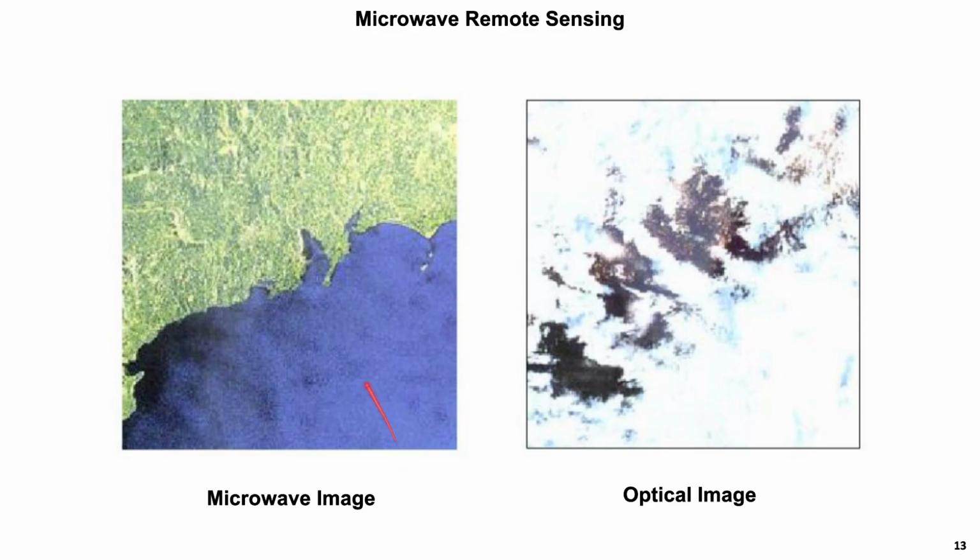So this is an example, an optical image of the same area. There are so many clouds in the optical image, you will not be able to get any information out of it. But microwave gives you some information which we can use for our further analysis.